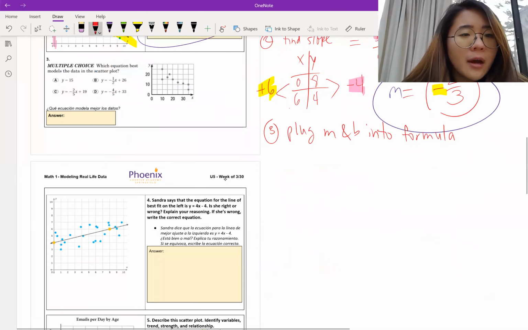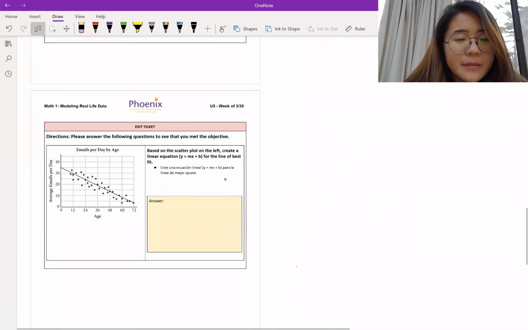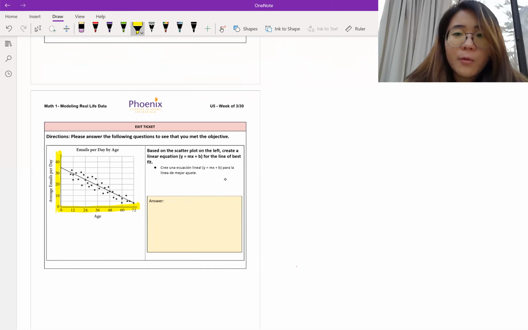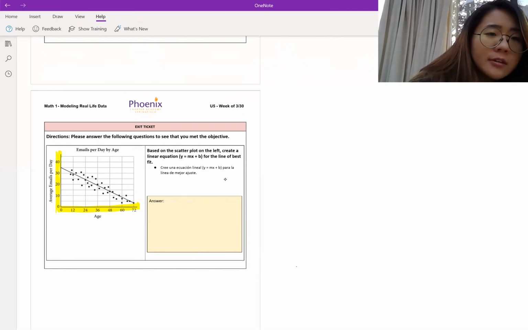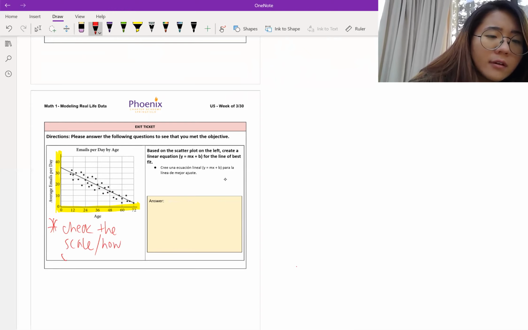You should finish problems number 3 to 5 and do the exit ticket. Please, one note I do want to make is to double check your scale. Not everything goes up by ones, so make sure to, ooh, what happened to my drawing? Double check the scale, basically how your axes are numbered, because that makes a difference.